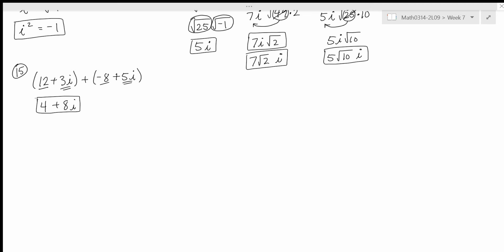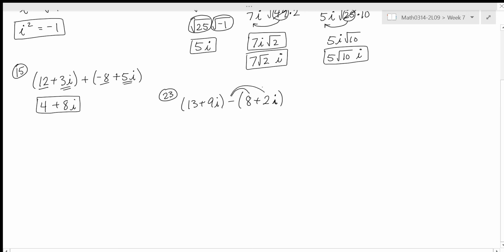Did it work? Okay, I got another one, number 23. And this time, what is the indicated operation? Subtraction. But did you notice that there is a minus in front of a set of parentheses? And so that minus is actually going to need to distribute. So that's going to give us 13 plus 9i minus 8 minus 2i. And then we can go through and we can combine like terms.